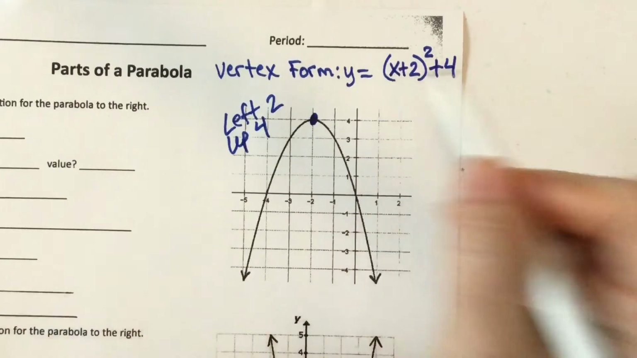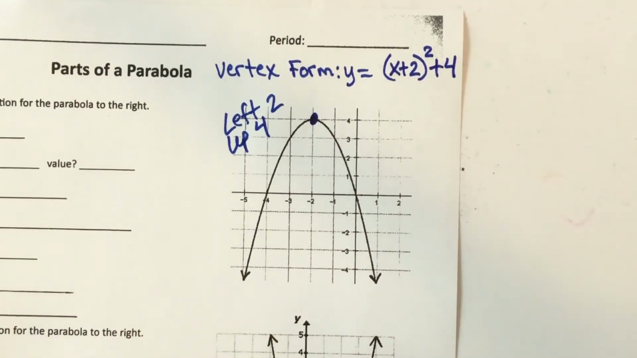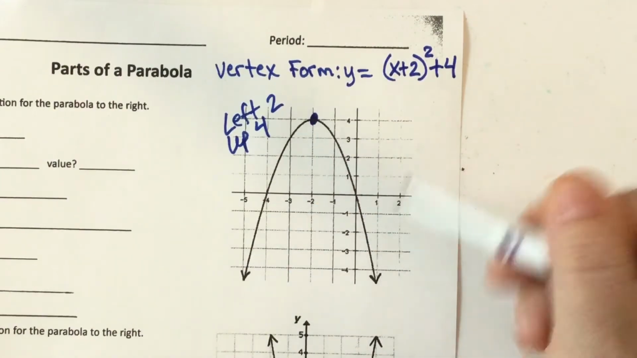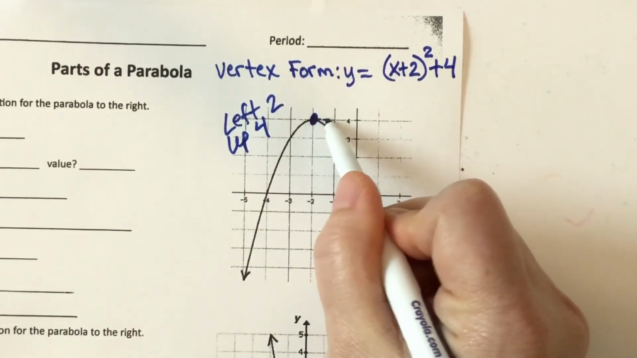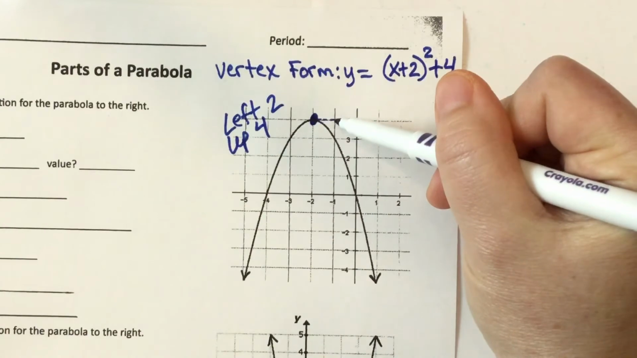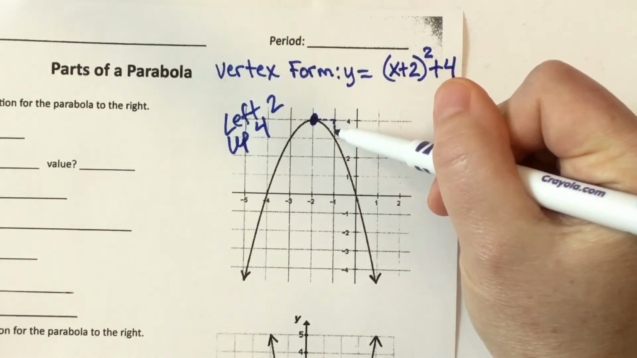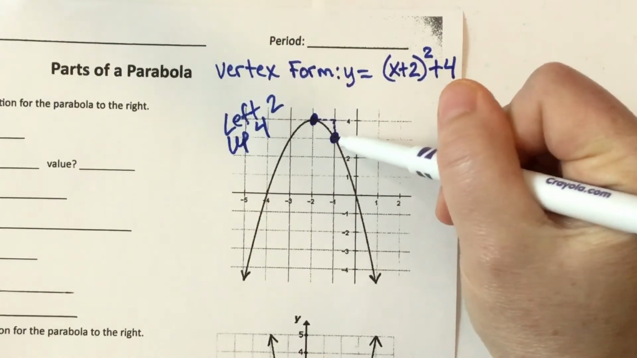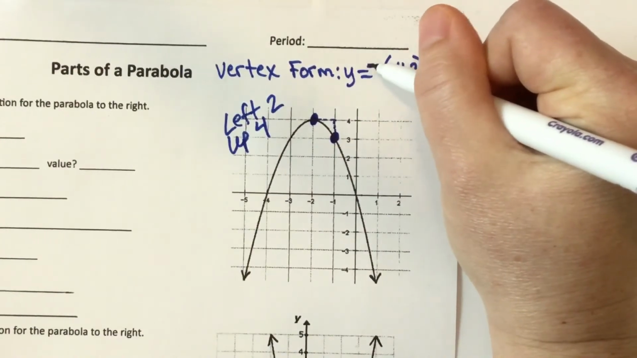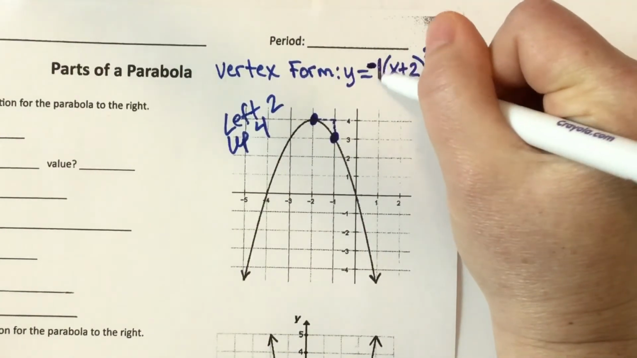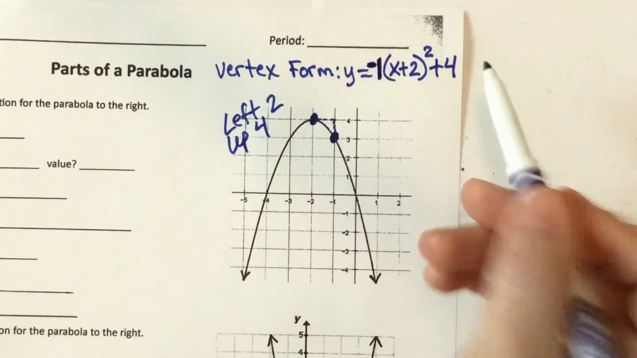Now let's figure out our A. Do you think it's positive or negative? It's going to be negative because the graph is opening down. So after we go right 1, what does it take us doing to hit the graph? We have to go down 1 before we hit the graph. So that means our A is a negative 1. And that's vertex form, and we're done.